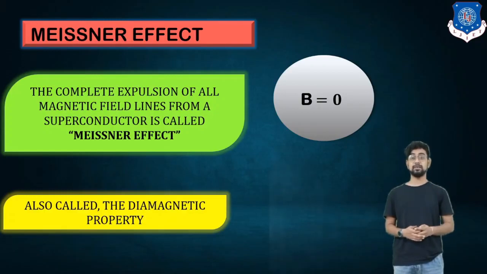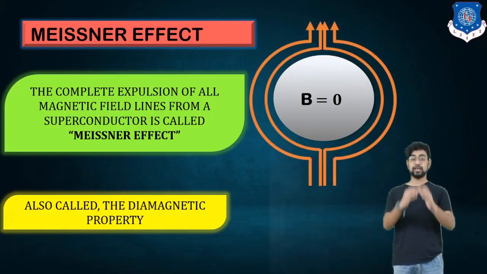So how is it happening? Suppose we take a superconductor and assume it is a circle. You can see that the external magnetic flux lines are getting pushed away from it. They are not allowed to penetrate it. So this was all about the Meissner effect.